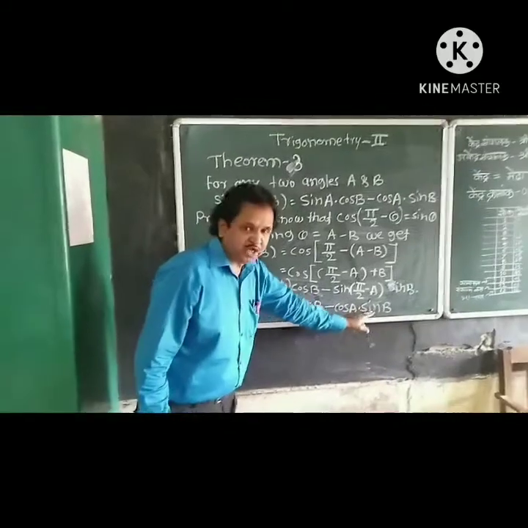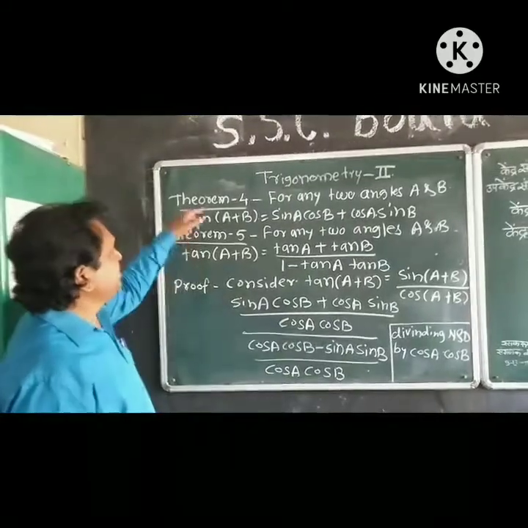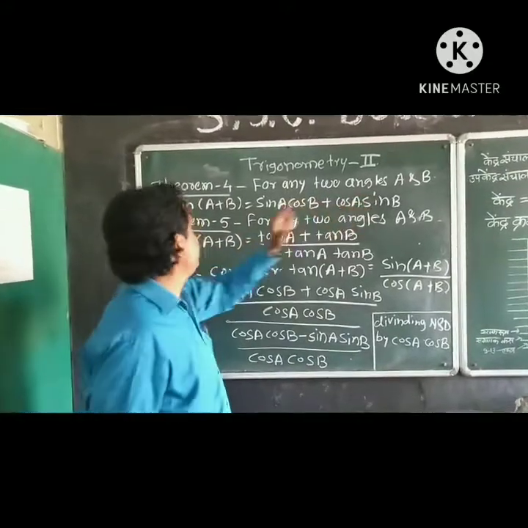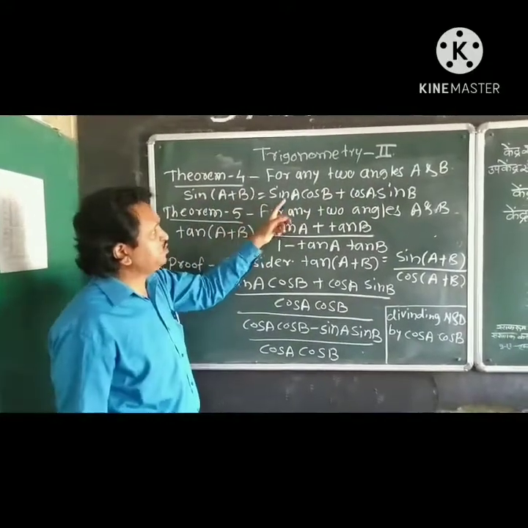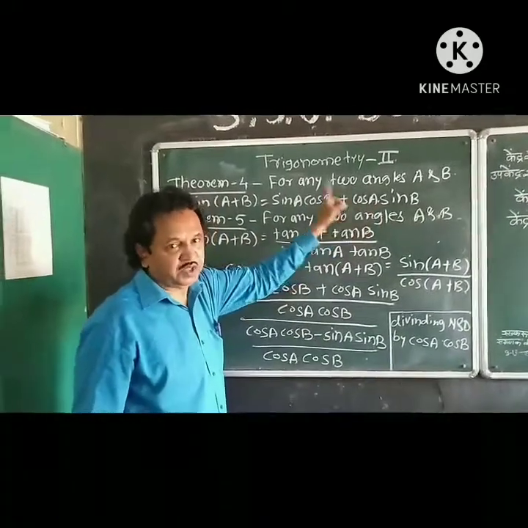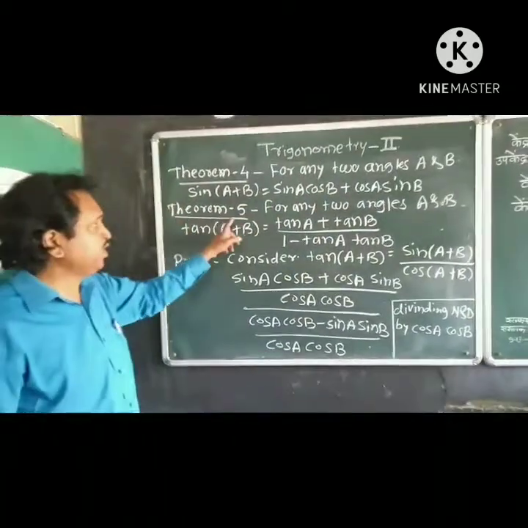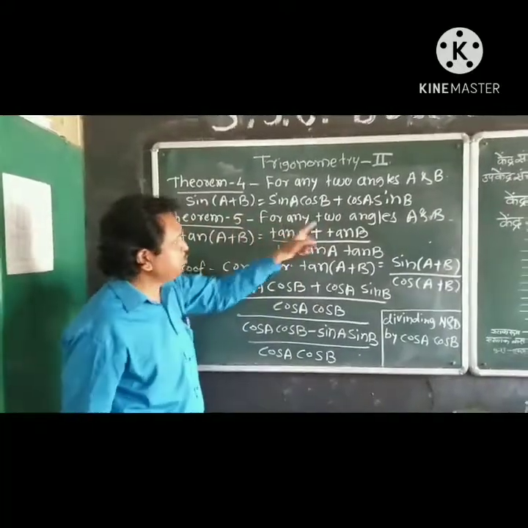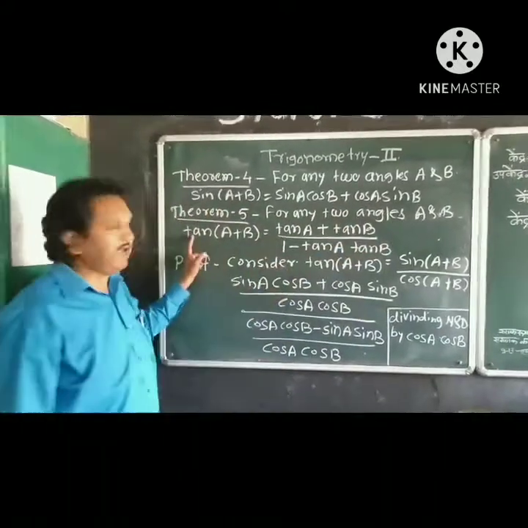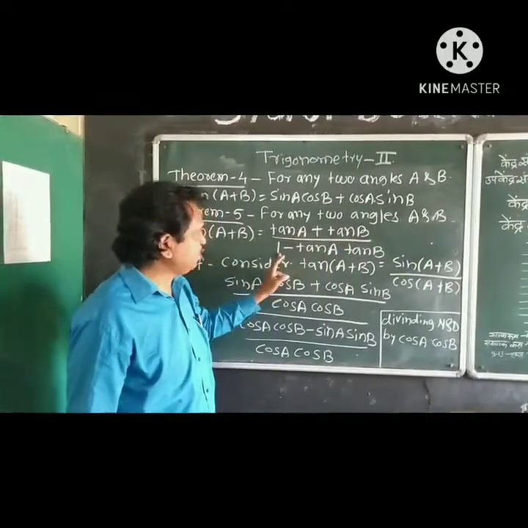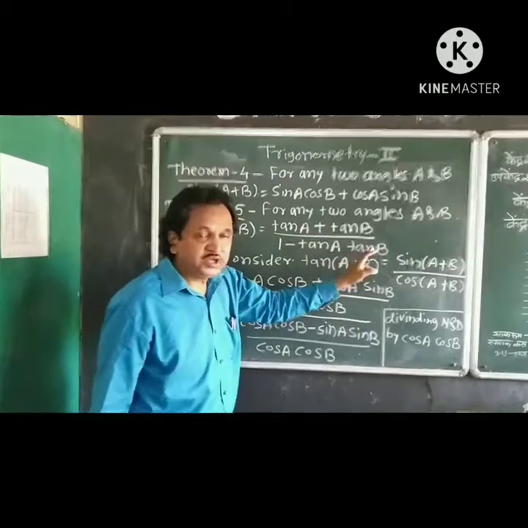Now, theorem number 4, for any two angles A and B, sin(A plus B) is equal to sin A cos B plus cos A into sin B. Now, theorem number 5, for any two angles A and B, tan(A plus B) is equal to (tan A plus tan B) upon (1 minus tan A into tan B).